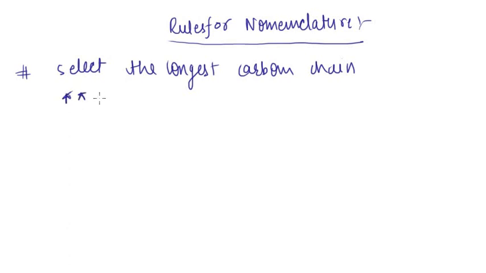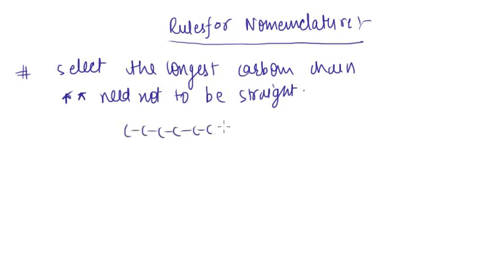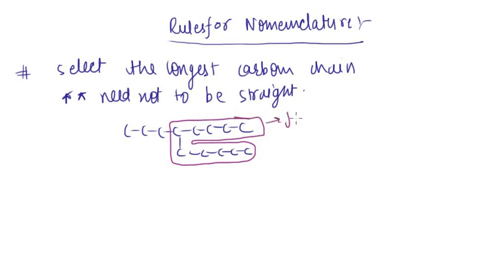Remember that it need not be straight. We have to select the longest carbon chain, like 1, 2, 3, 4, 5, 6. I'm not writing its valency, but still. So what is the longest carbon chain? If you look at this, you will say this is the longest carbon chain. So this is not straight, but it is still the longest carbon chain. So first of all, we have to see which carbon chain is longest.